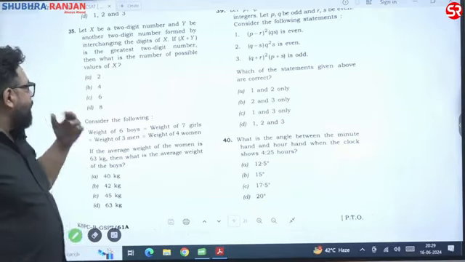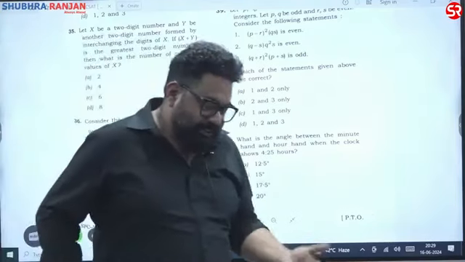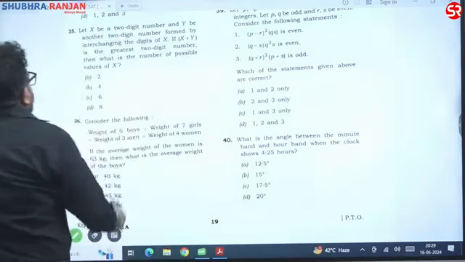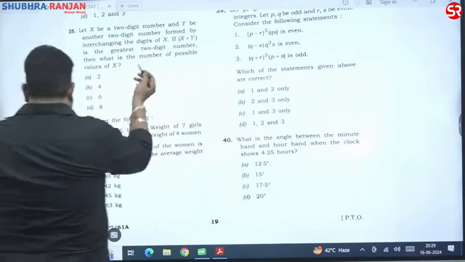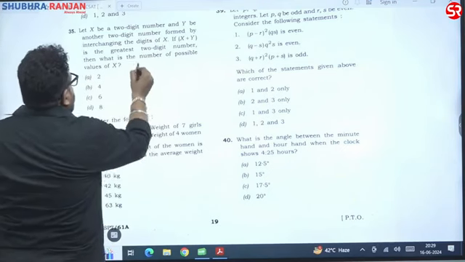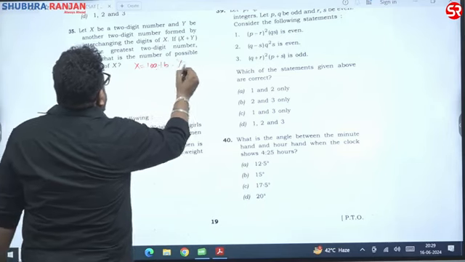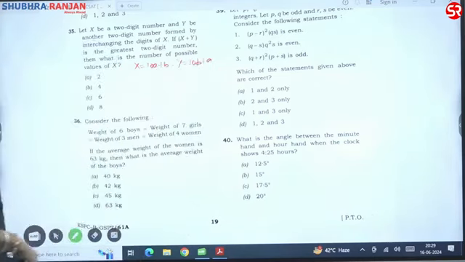And then they love number and its reverse. Most of you know this. Number and its reverse is their favorite topic. Hai na? So let's see. He says x is a two-digit number and y is another two-digit number found by interchanging the digits of x. So x is equal to 10a plus b and y is equal to 10b plus a, and then x plus y.